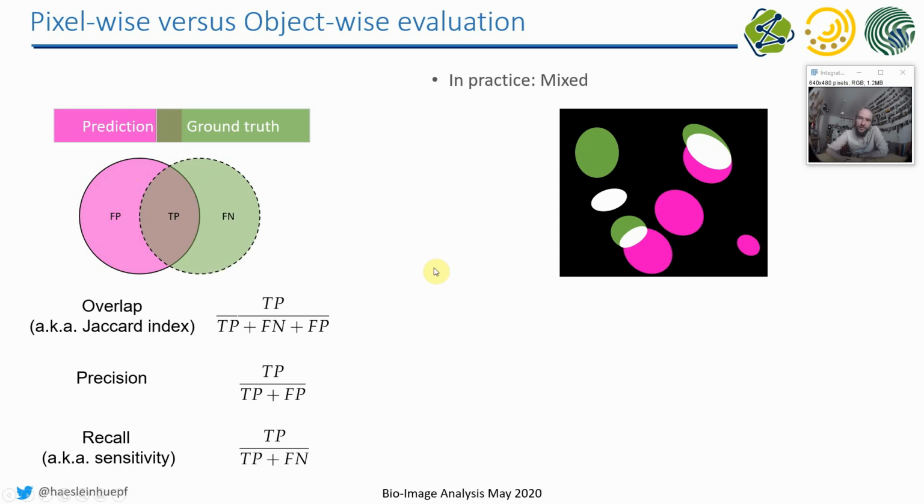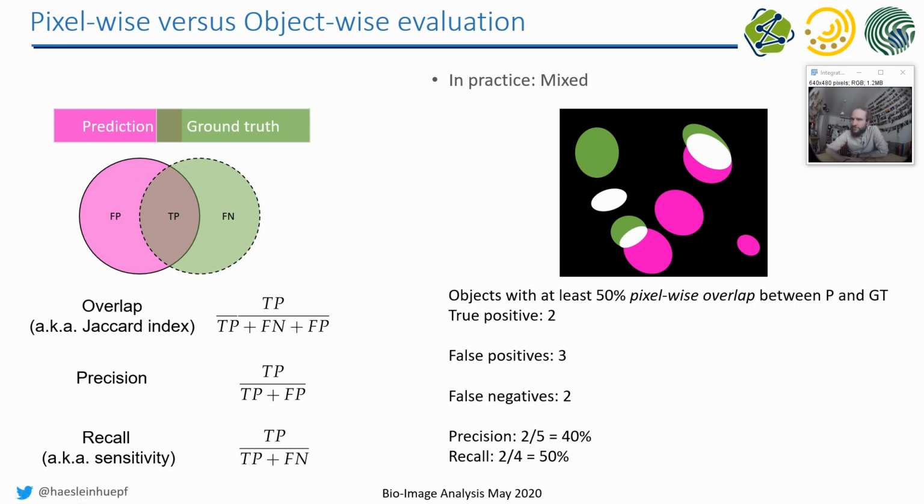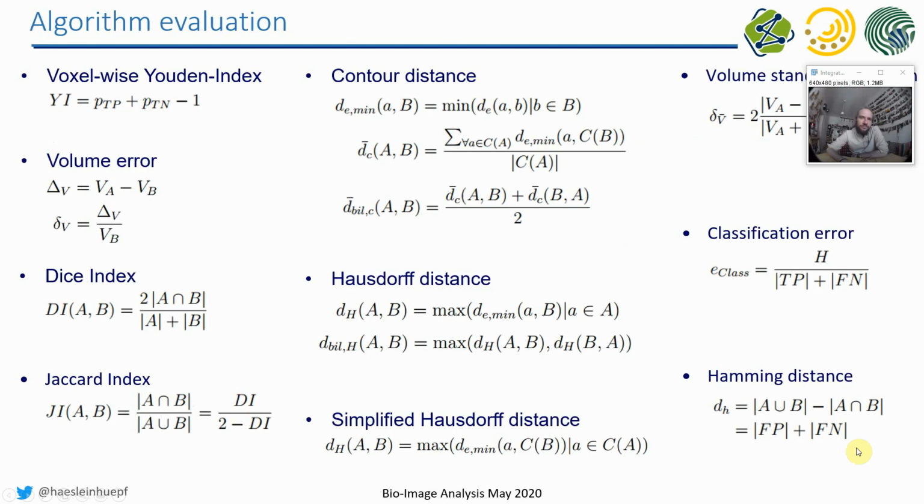And then the terminology for measuring the quality of an algorithm would approximately look like that. We count the number of objects which at least overlap, according to the Jaccard index, by 50%, and then we count them as true positives. And if this is not the case, we count them as false positives and false negatives. And then we end up with a precision of 40% and a recall of 50%. So this is just to show you how in practice this is applied to segmentation algorithms.